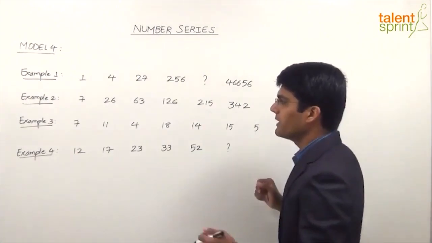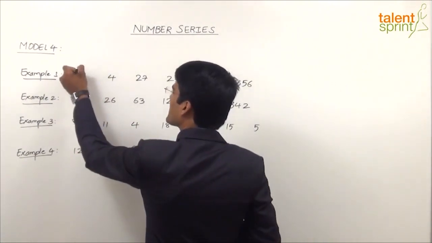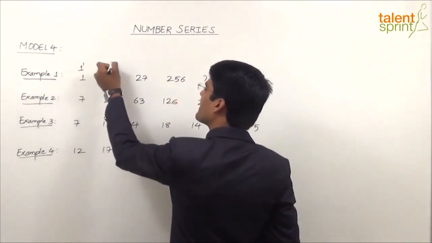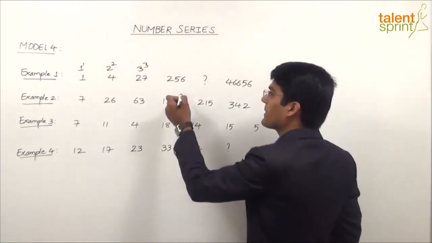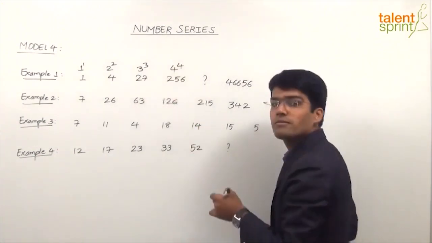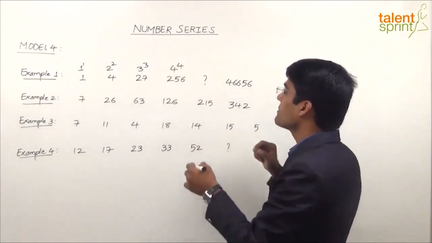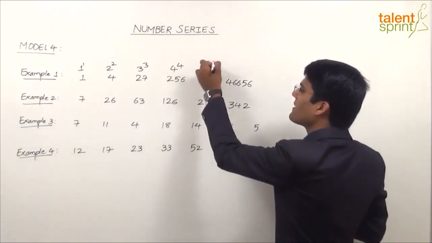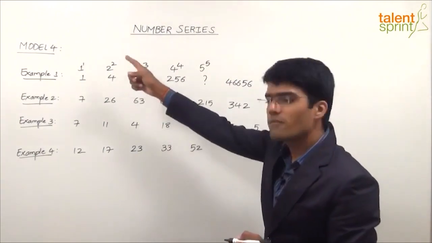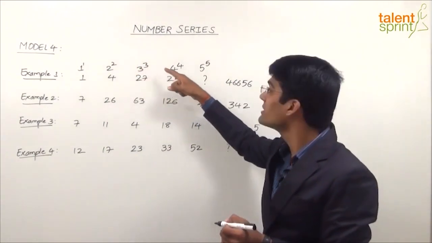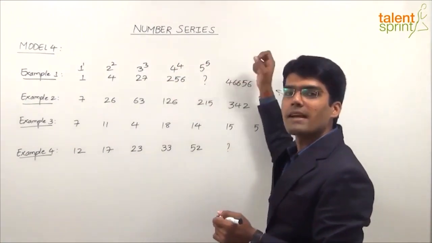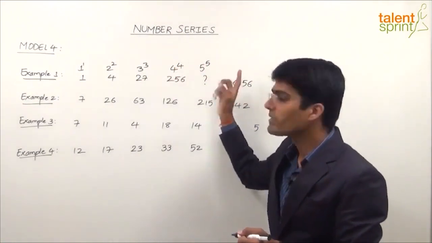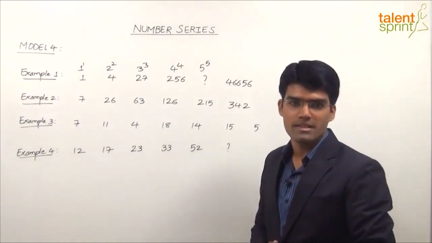If you observe properly, this 1 here can be taken as 1 power 1, 4 can be taken as 2 power 2, 27 can be taken as 3 power 3, and 256 is nothing but 4 power 4. So it is pretty obvious that question mark should be equal to 5 power 5. Why? Because they are in the form of 1 power 1, 2 power 2, 3 power 3, 4 power 4. So the next one, if we take it as 5 power 5, follows a particular fashion. So 5 power 5 is what comes in place of question mark.